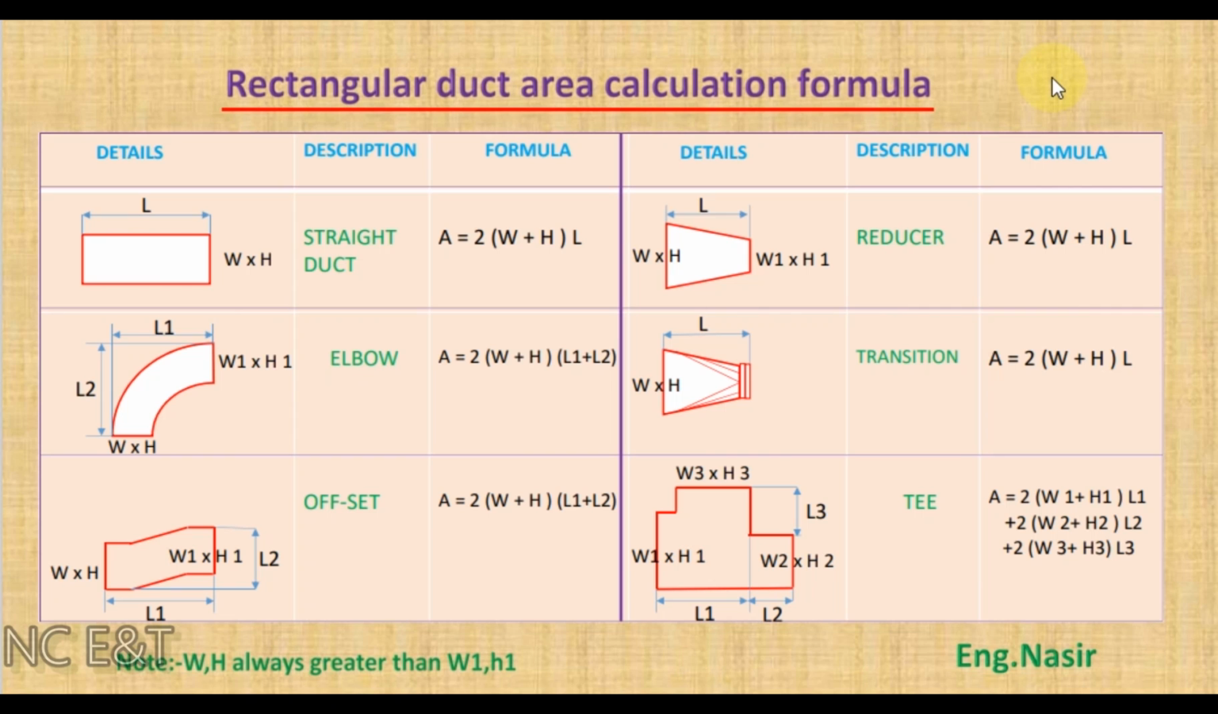If you make the estimation of the sheet or insulation based on the actual surface area of the duct, then during fabrication the sheet you bring will not be enough, because some portion of it will go to the scrap. So in these engineering formulas, all this scrap and other things are considered.